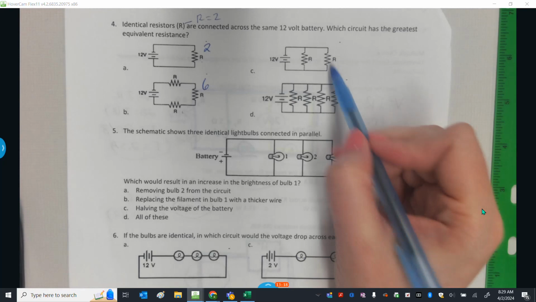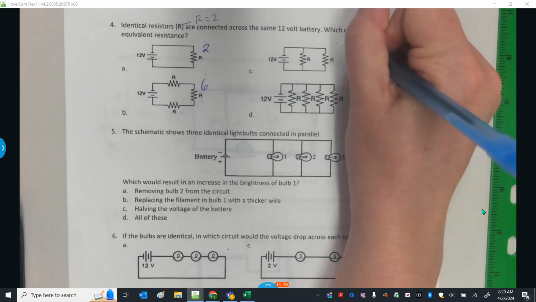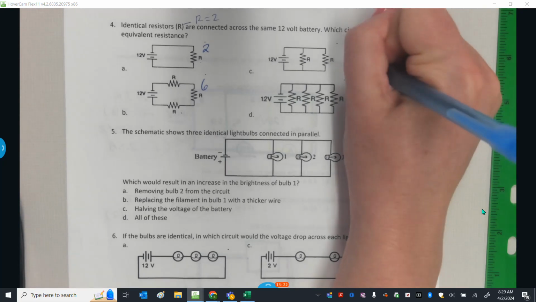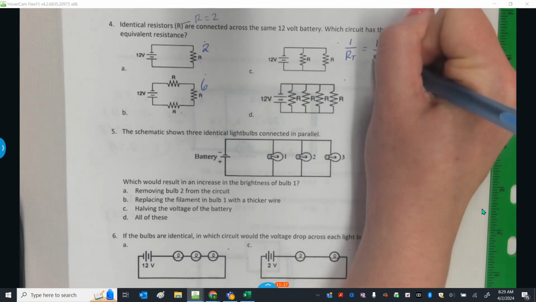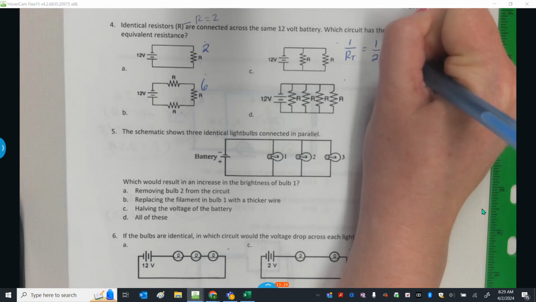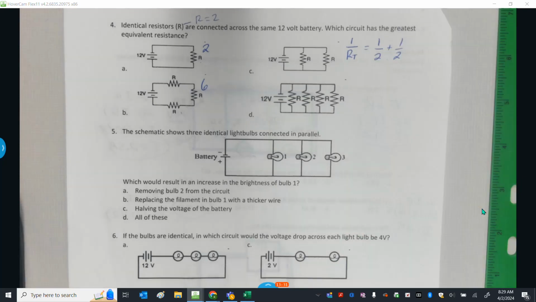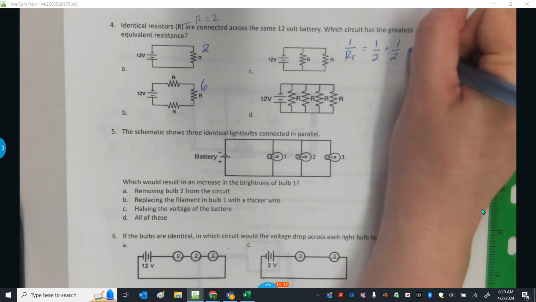However, when you add them in parallel, we had a different equation. 1 over RT equals 1 over R1 plus 1 over R2. If I'm pretending that these are 2, then I would end up with 2 over 2, which if I flip it is still 2 over 2, which gives me an equivalent resistance of 1.